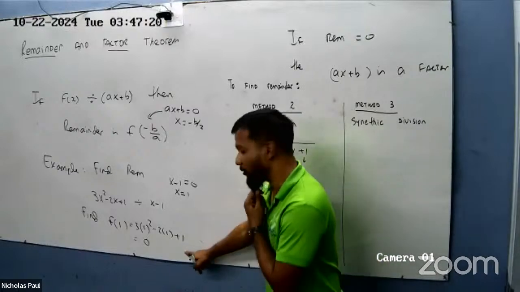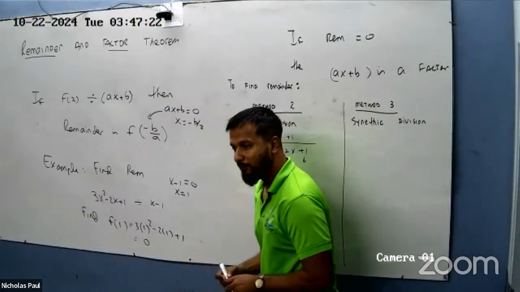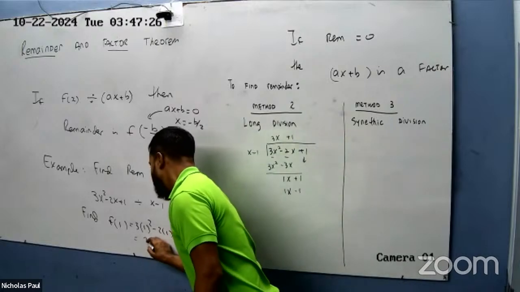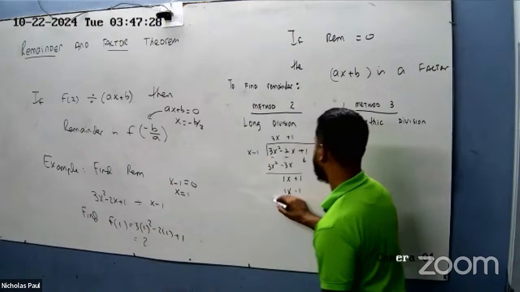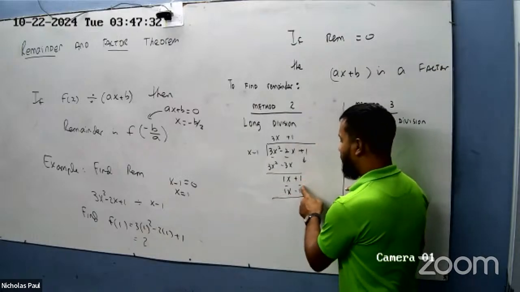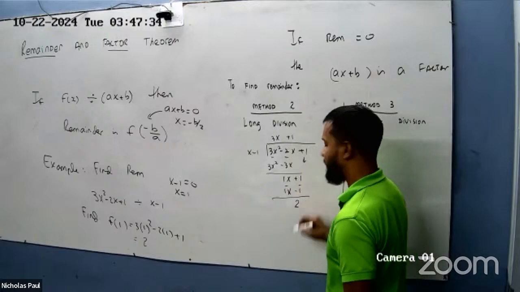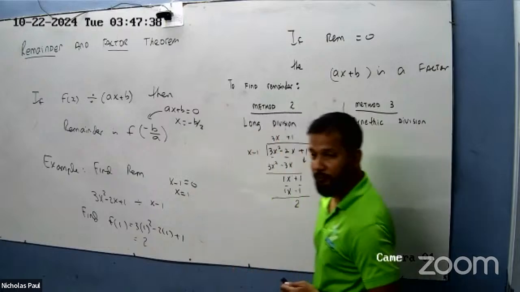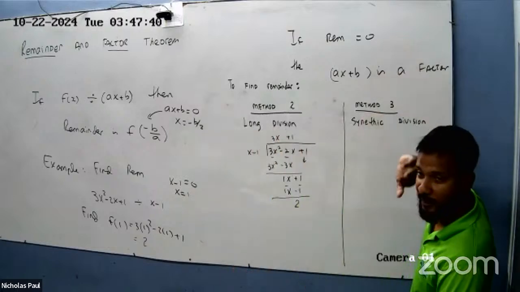What did I add wrong here? 1 plus 1 is 2. That's why you didn't see that. Because I realize now, again 0. 1 plus 1, minus a minus is a plus. So that's 2. Right? So I made a mistake here. Remainder 2. Okay?